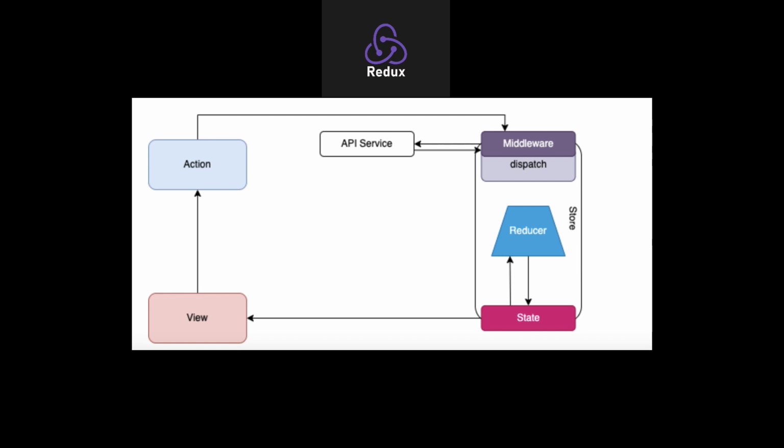Redux is a state management library, which provides a way to manage the state of your applications in a single place called a store. The core concepts of Redux are actions, reducers, and a store, where actions are payloads of information that send data from your application to the Redux store, and reducers specify how application state changes in response to actions sent to the store. And lastly, the store holds the current state of your application.